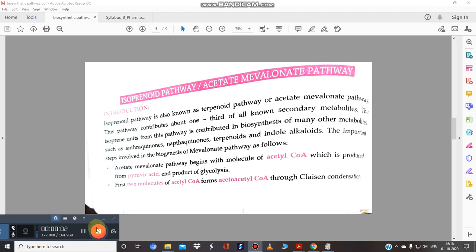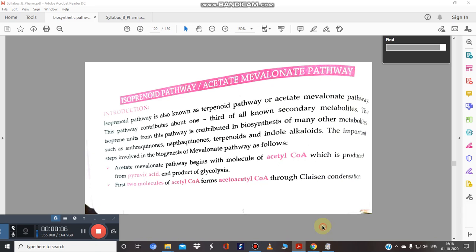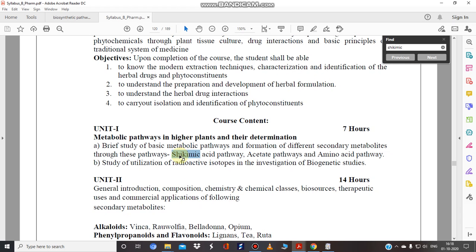I welcome you all to the next video tutorial on the biosynthetic pathways. So far we have completed the shikimic acid pathway, and we have seen how different types of metabolites like alkaloids and flavonoids are biosynthesized by using this pathway. Now we will focus on the next pathway in our syllabus, that is the acetate pathway.